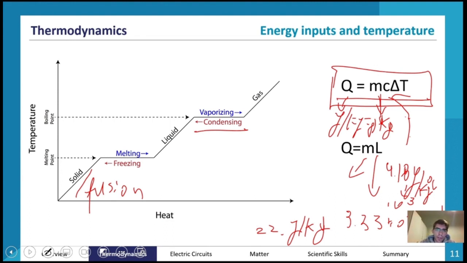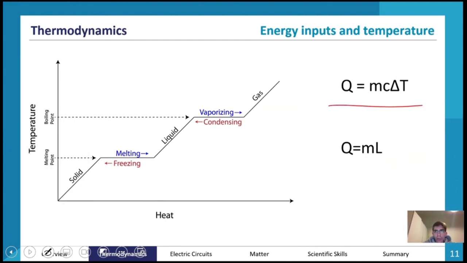And then gas obviously has a different specific heat capacity. Now that you guys, I think, understand what each of these is, Q equals mcΔT is referring to the amount of energy required to heat up ice, or to heat up water, or to heat up gas.